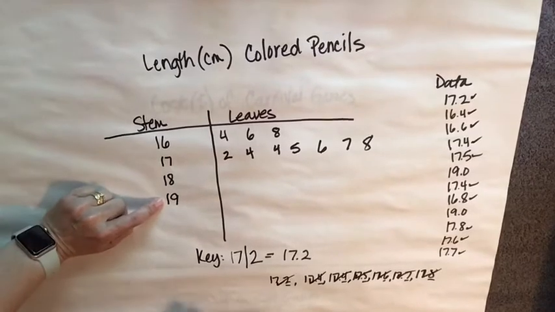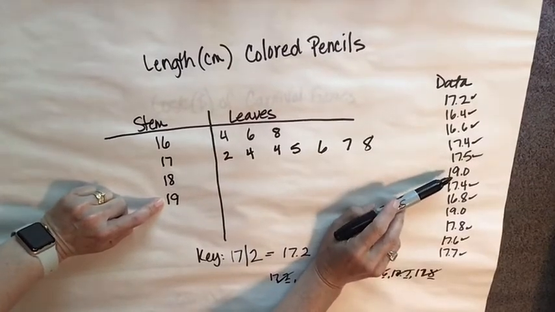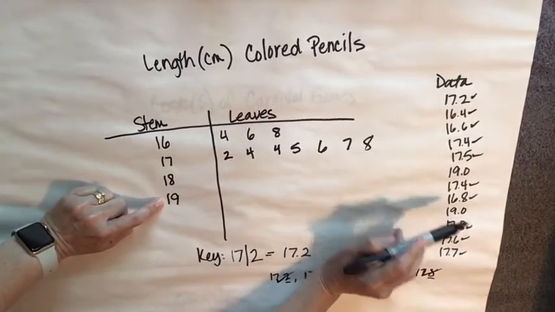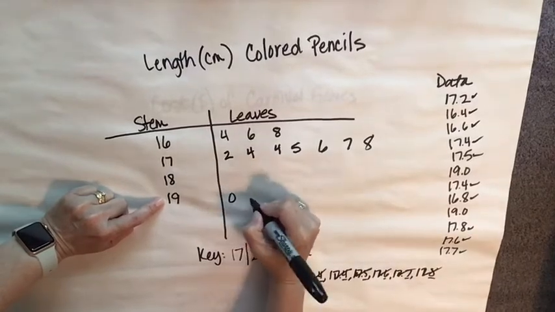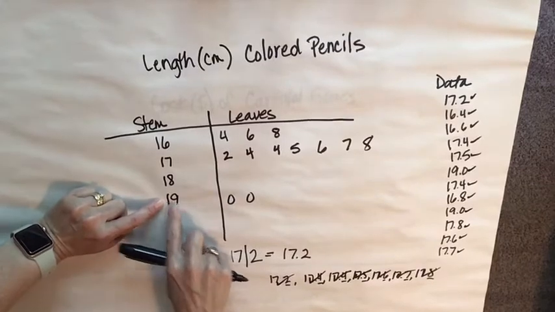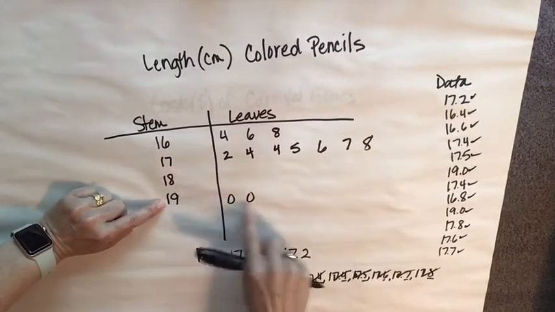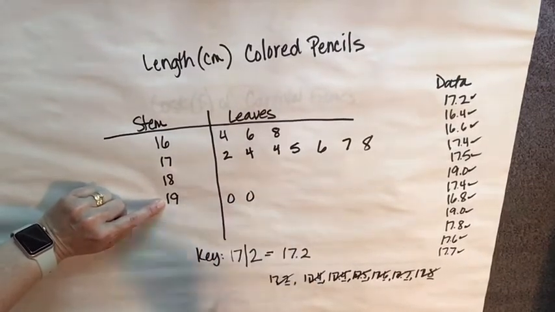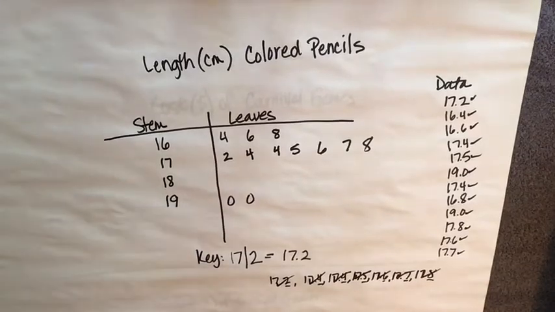Now I'm ready for 19. And I have 2 pencils that were 19 and 0/10 long. I have to put a 0 for those to know one pencil measured 19 and 0/10, another pencil measured 19 and 0/10. So that shows me both pieces of data.